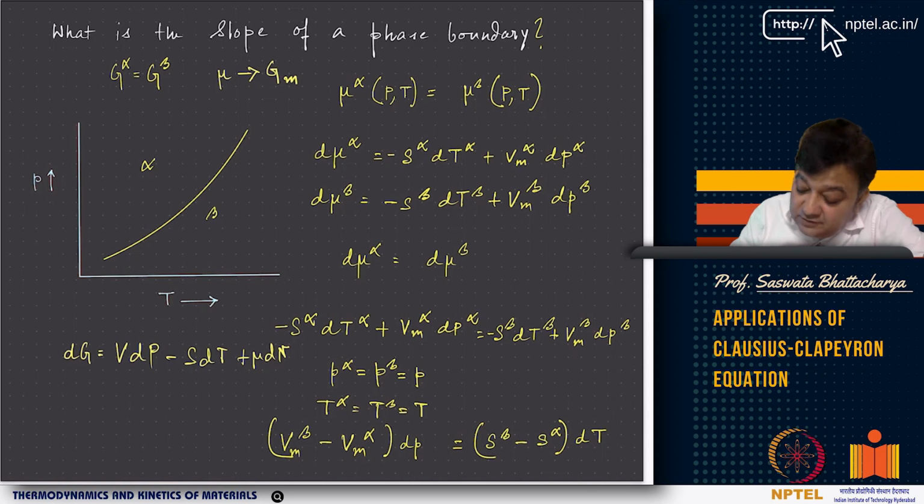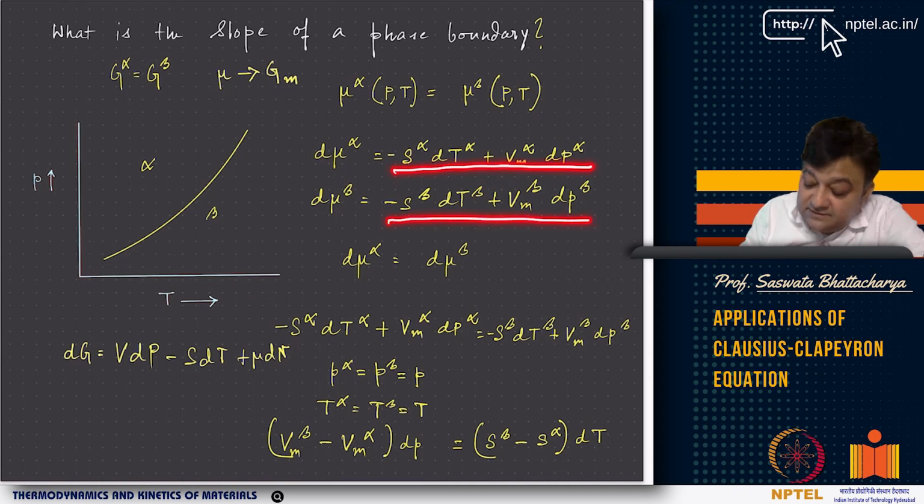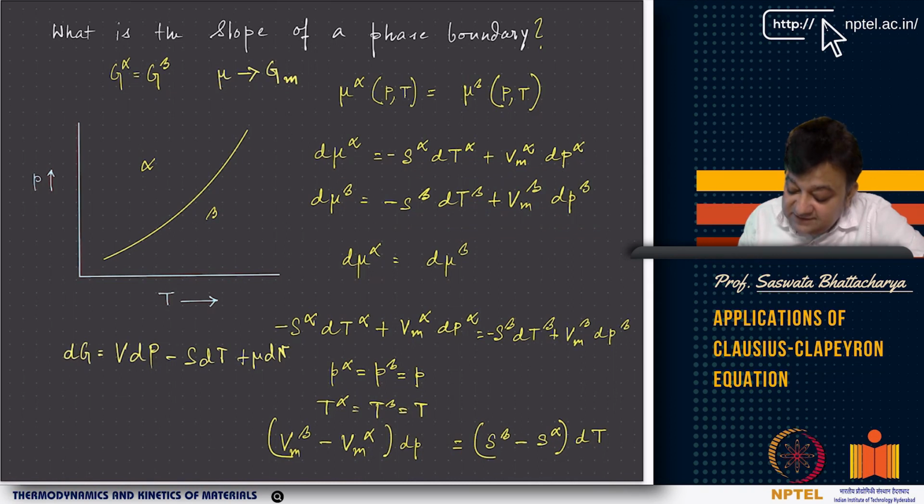So if this is so, then these are equal to this, right? These and these are equal. So if that is so, minus S alpha dT alpha plus Vm alpha dP alpha equals minus S beta dT beta plus Vm beta dP beta.